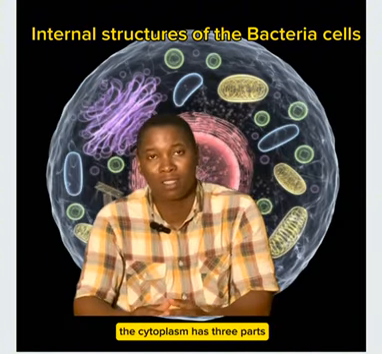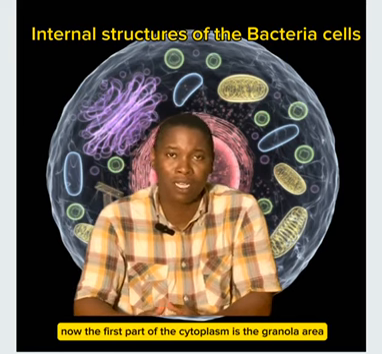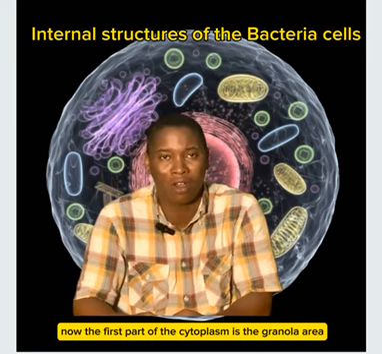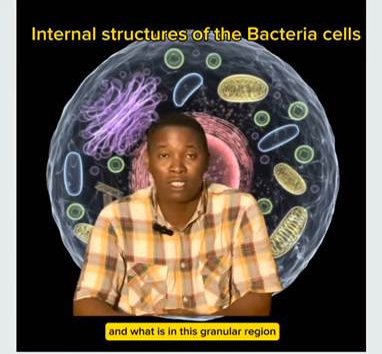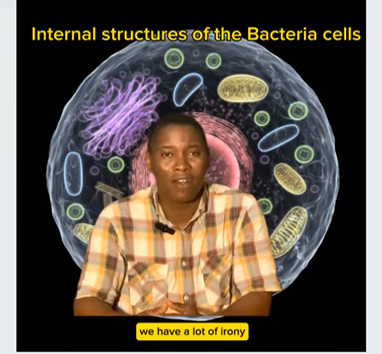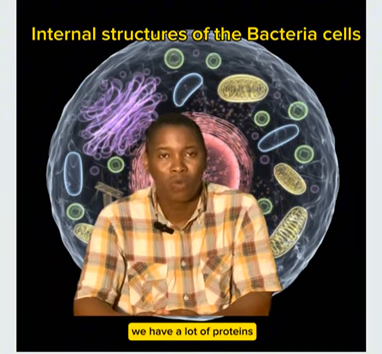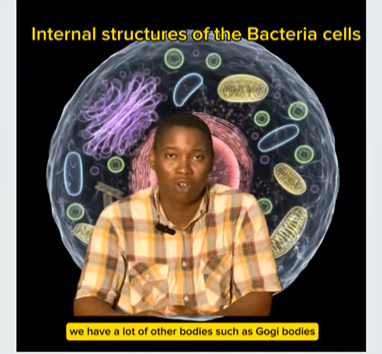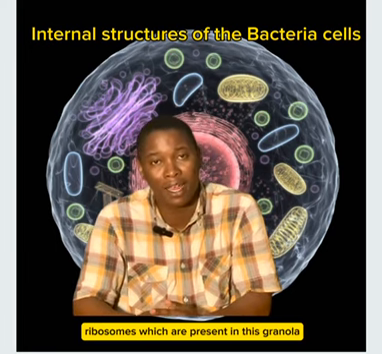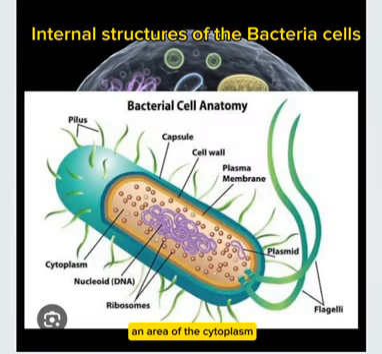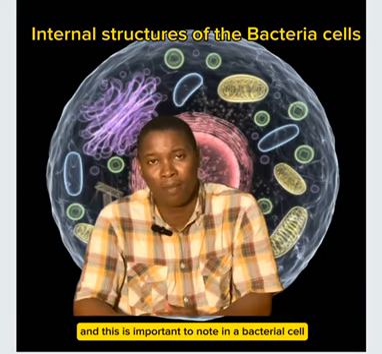But it's good to look at the cytoplasm in three parts. The first part of the cytoplasm is the granular region. In this granular region, we have a lot of RNA, a lot of proteins, and a lot of other bodies such as Golgi bodies and ribosomes, which are present in this granular area of the cytoplasm. And this is important to note in a bacterial cell.